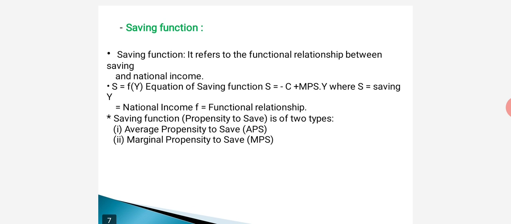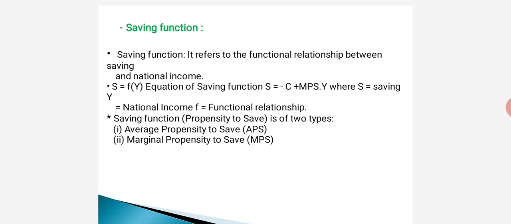Now we'll talk about the saving function. It comes from propensity to save, and the saving function refers to the functional relation between saving and national income. Saving depends on income, and the saving function is S = Y - C. Why? Because it is minus autonomous consumption at zero level of income plus MPS into Y. It's very easy for you to understand.